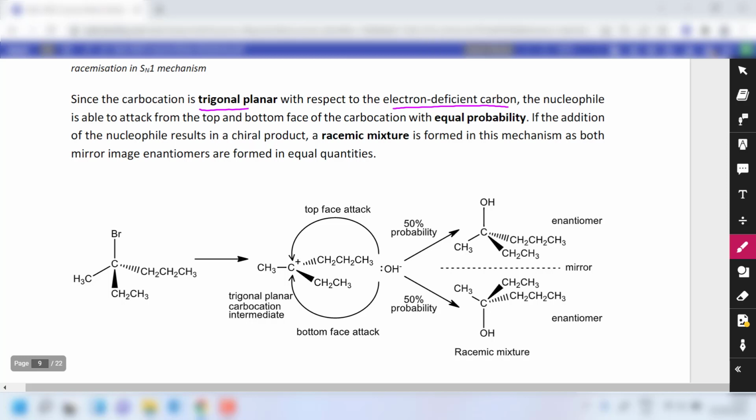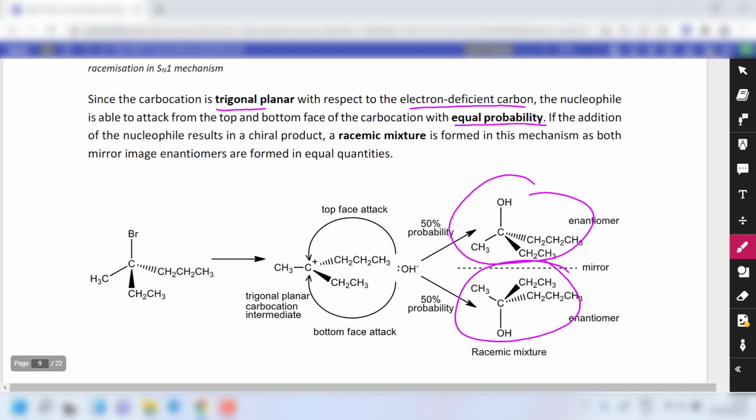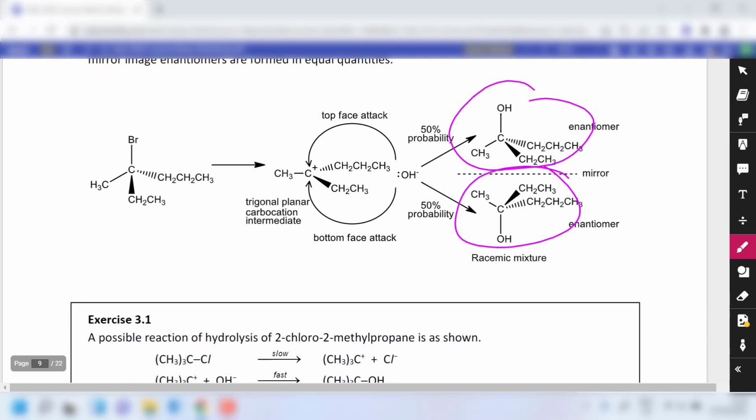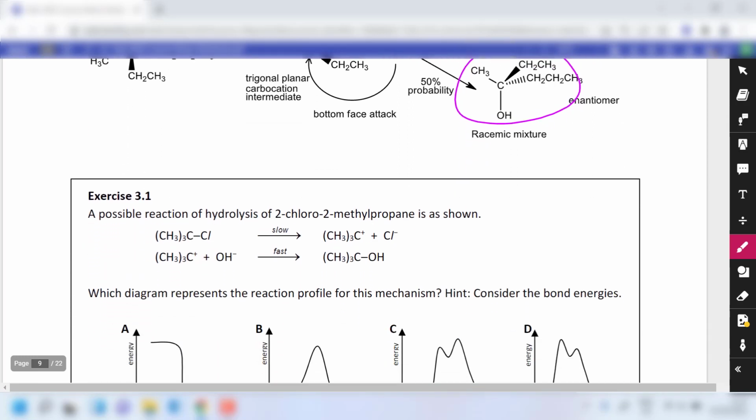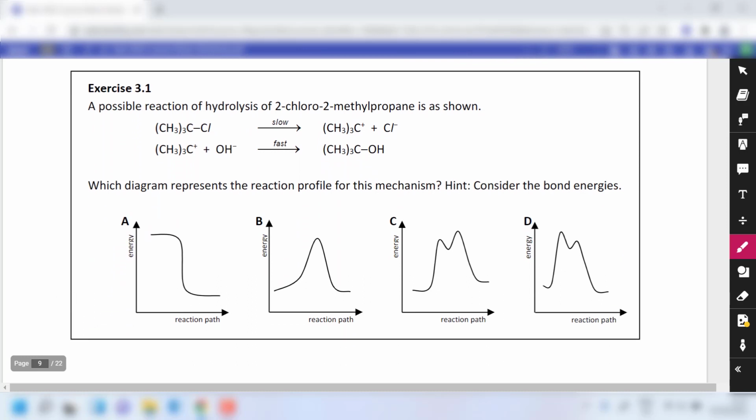So the nucleophile is able to approach from the top and bottom plane with near equal probability. Equal probability only when your substituent group does not contain a chiral center. Just for you to take note of. So therefore I'm going to end up with 50% of this and 50% of this, and this is a racemate mixture or racemates. Okay, so I will stop here as it is. I won't go into details. Probably for H3 then we can discuss more.